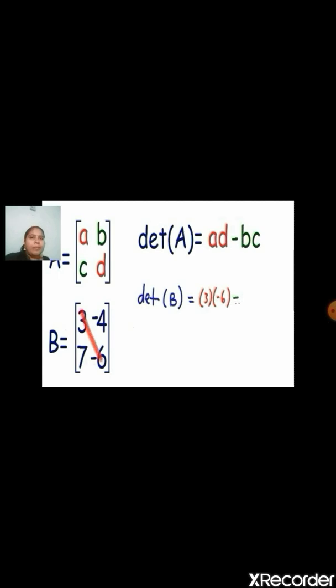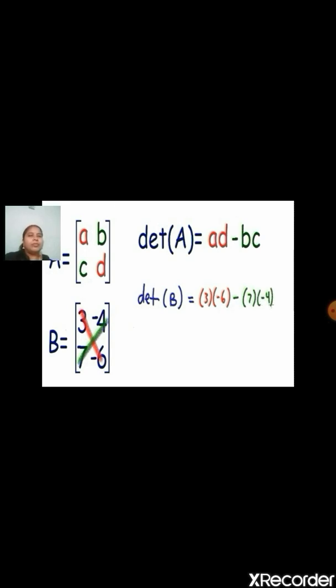I'm going to multiply 3 times negative 6. And we need to subtract B times C. B times C is our green diagonal. Our green diagonal is the numbers 7 and negative 4. We need to multiply these two numbers together, so I'm going to multiply 7 times negative 4.